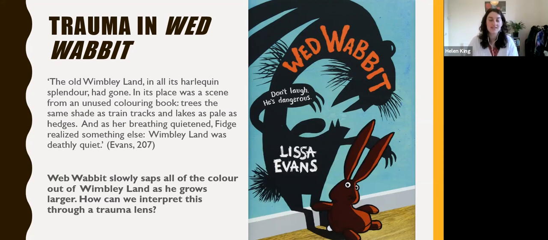How can we interpret the fact that his anger means that all of the colour is sucked out of the land? How can we talk about the fact that it imposes silence on the land? And how can we see what happens with Wed Wabbit and his anger and his fear and the sucking of the colour out of the land as representative of Fidge's emotional state, or of Minnie's emotional state as she recovers in hospital from her car accident? So like I said, I'd invite you to consider all of these passages and all of these features of the narrative yourselves.